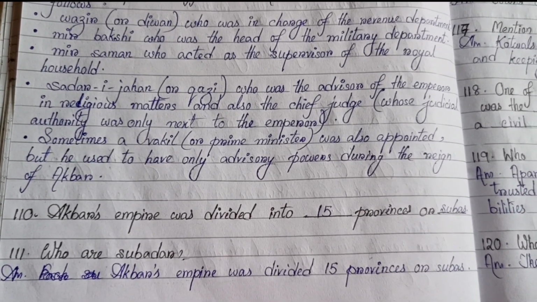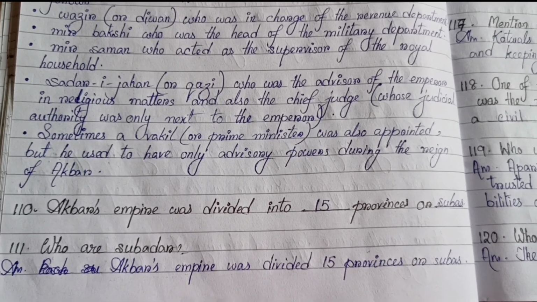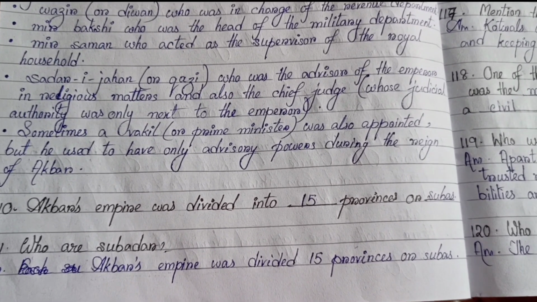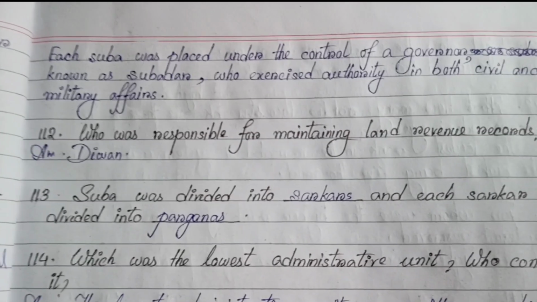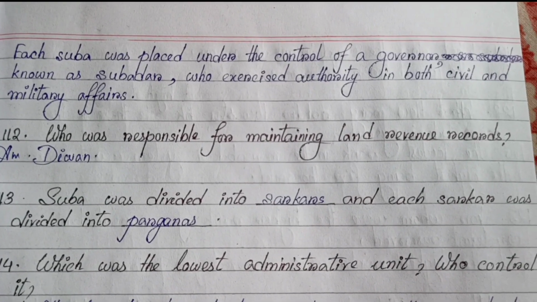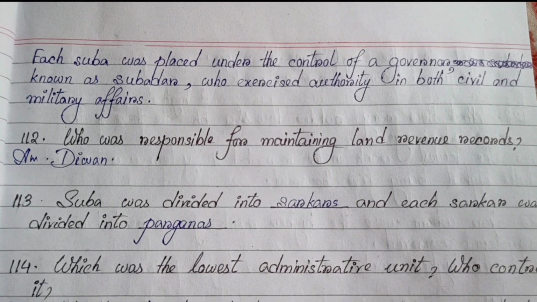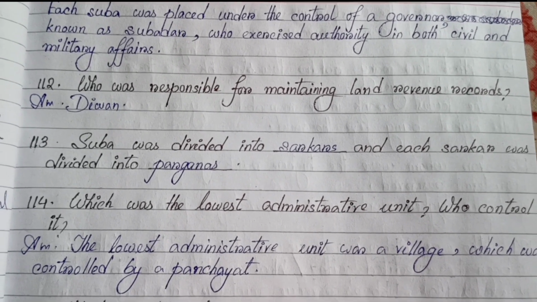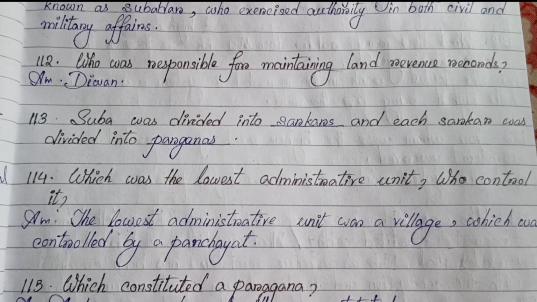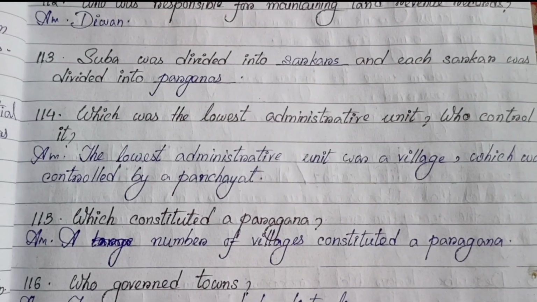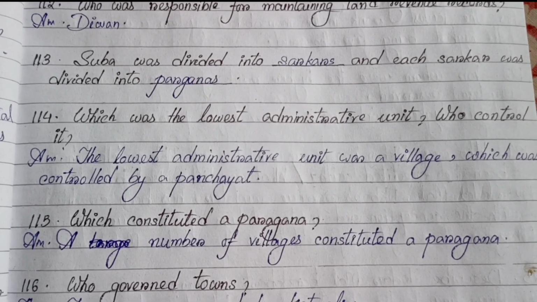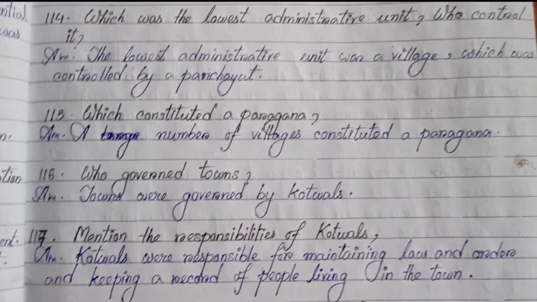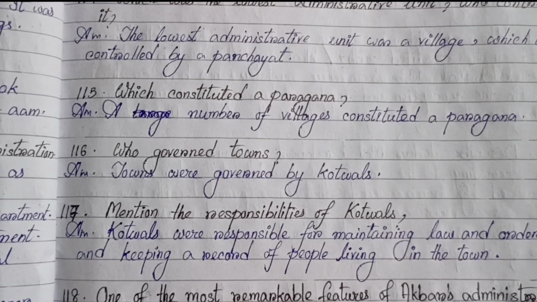110. Akbar's empire was divided into 15 provinces or subas. 111. Who are Subedars? Each suba was placed under the control of a governor known as Subedar, who exercised authority in both civil and military affairs. 112. Who was responsible for maintaining land revenue records? Diwan. Suba was divided into sarkars and each sarkar was divided into paraganas, which was the lowest administrative unit. Who controlled it? The lowest administrative unit was a village which was controlled by a panchayat. A number of villages constituted a paragana.